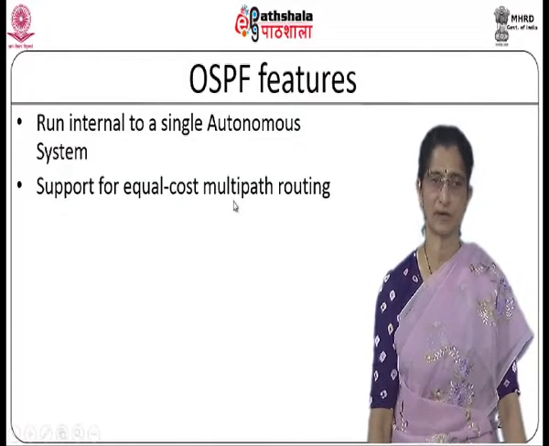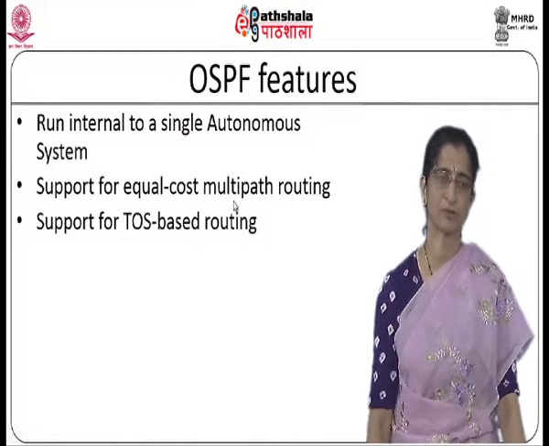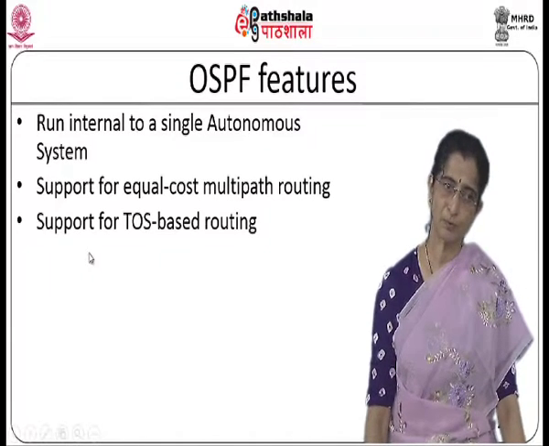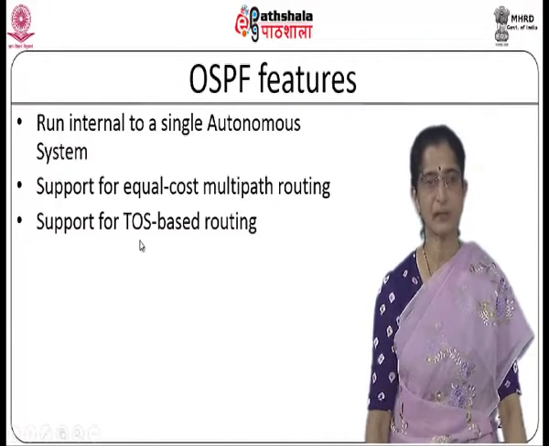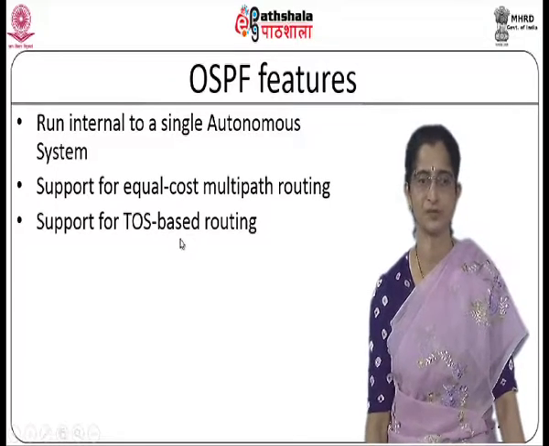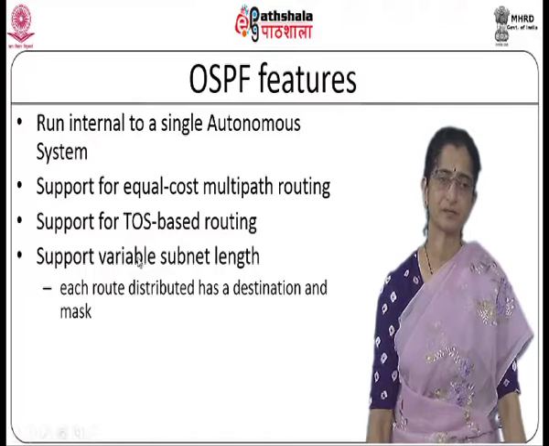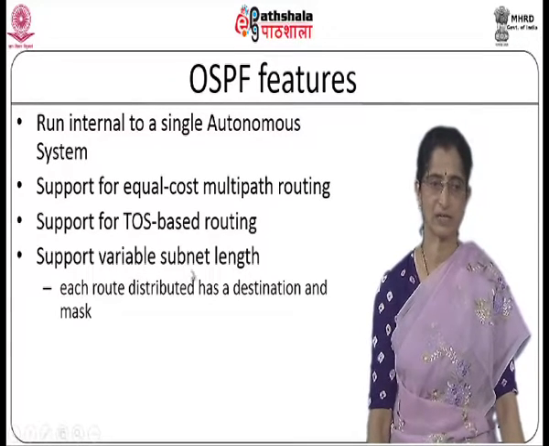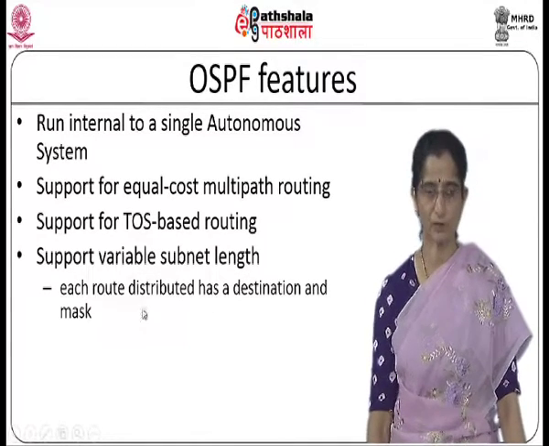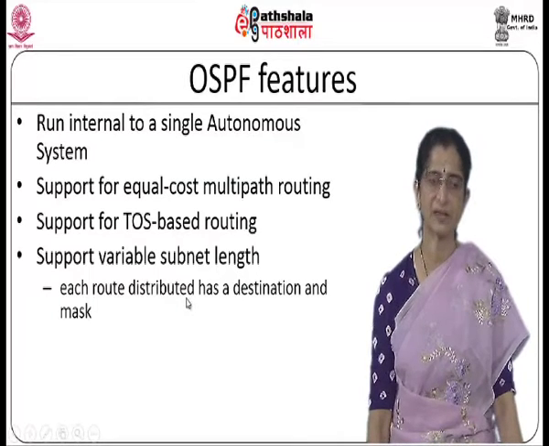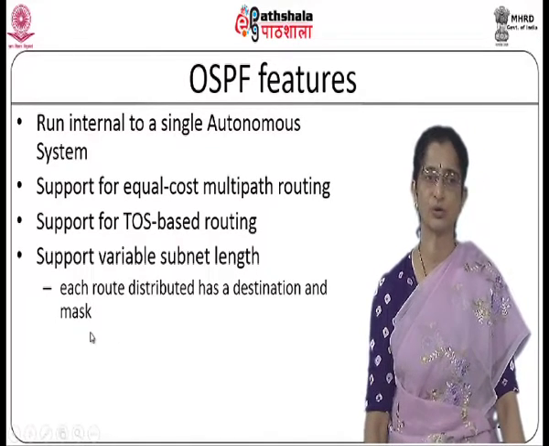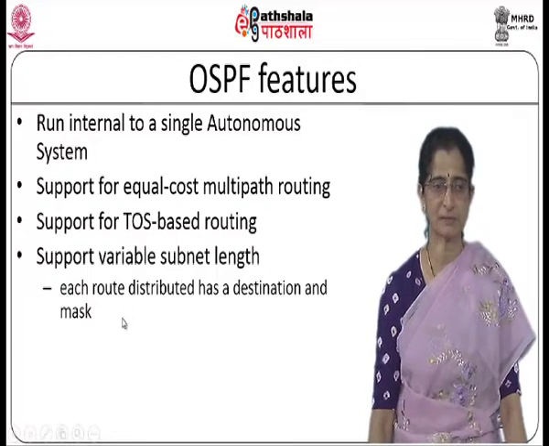You can divide your traffic among both paths. That support is also provided in OSPF. It supports different types of service and type-of-service based routing, so you can have different quality of service routes specified using OSPF. You also have support for variable subnet length, so routes can be specified along with the destination and the mask.